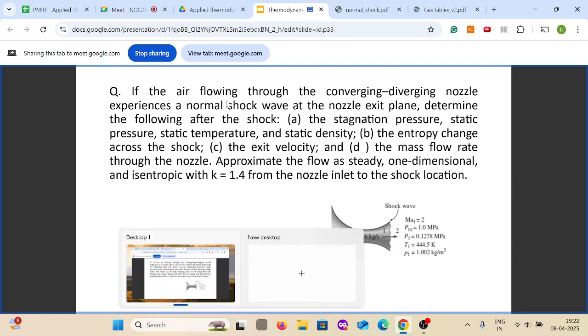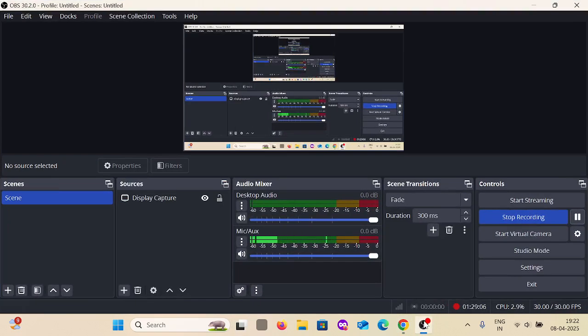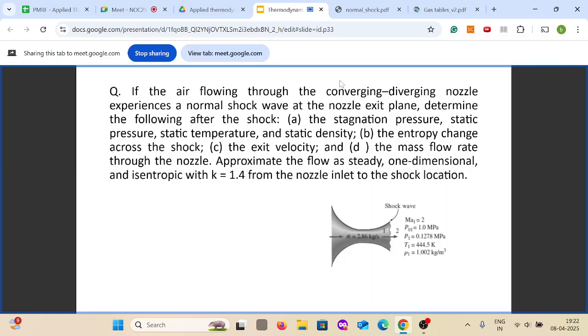So if the air flowing through the converging diverging nozzle experiences a normal shock wave at the nozzle exit plane, determine the flow properties following the shock: the stagnation pressure, static temperature, and the static density, the entropy change across the shock, the exit velocity, and the mass flow rate through the nozzle. Approximate the flow as steady, one dimensional and isentropic with gamma as 1.4 from the nozzle inlet to the shock location.